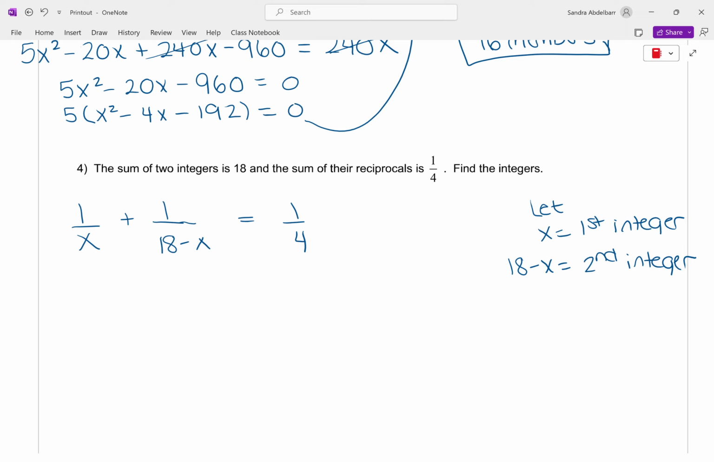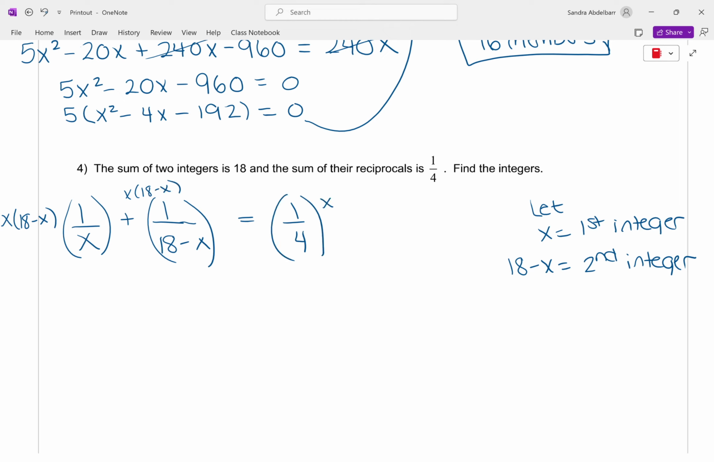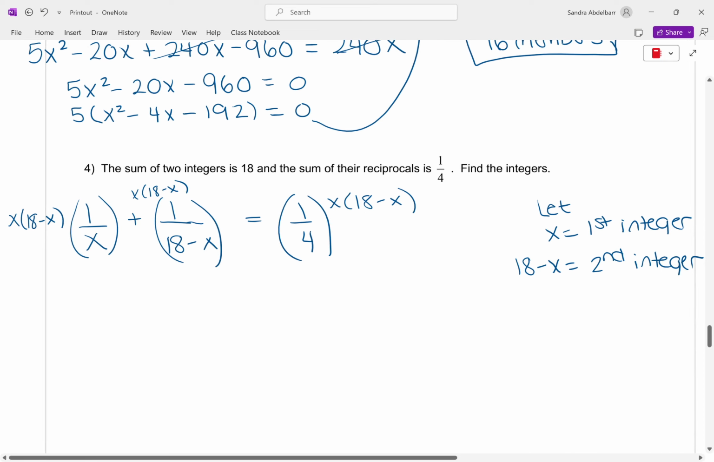What am I going to suggest we do now? Not Angie, somebody else. What am I going to suggest we do now? Sia? Eliminate the denominator. So I'm going to multiply by x times 18 minus x. Oh, sorry, it's not just x times 18 minus x. What am I missing? The 4. 4x times 18 minus x.